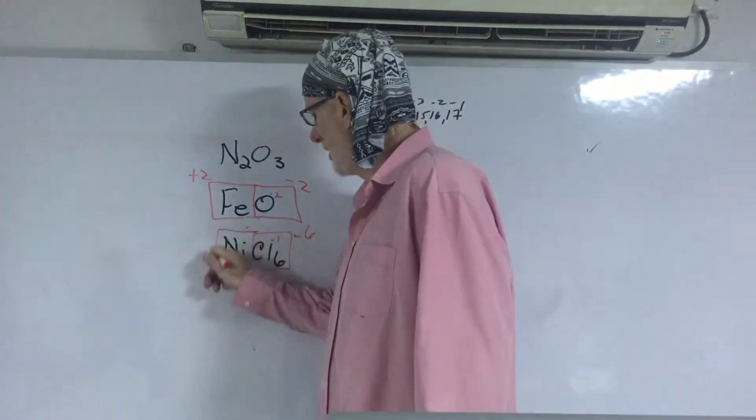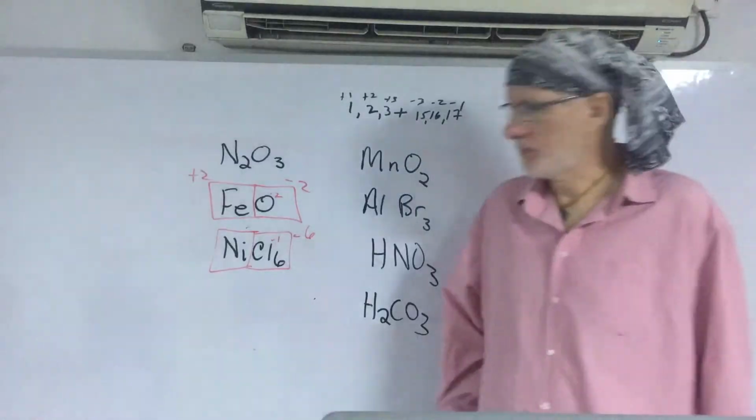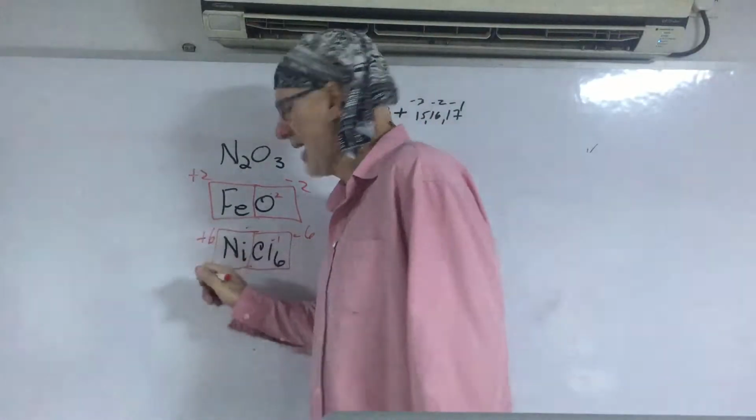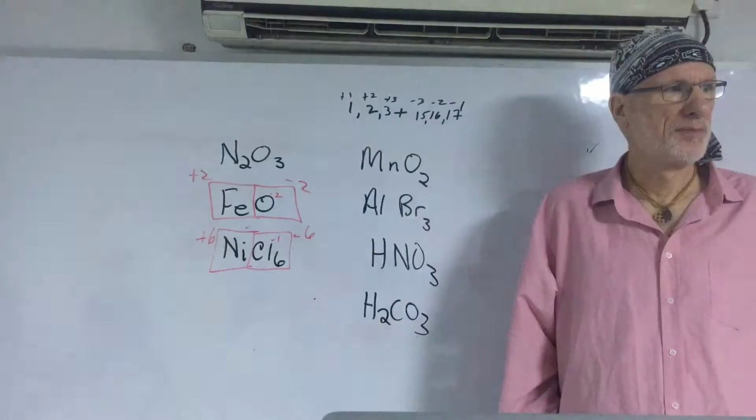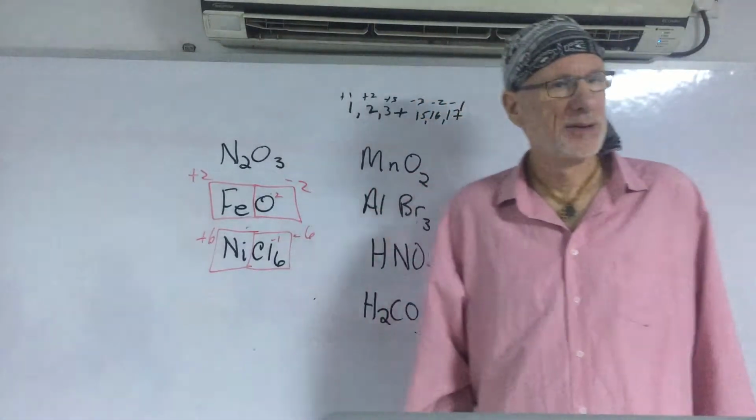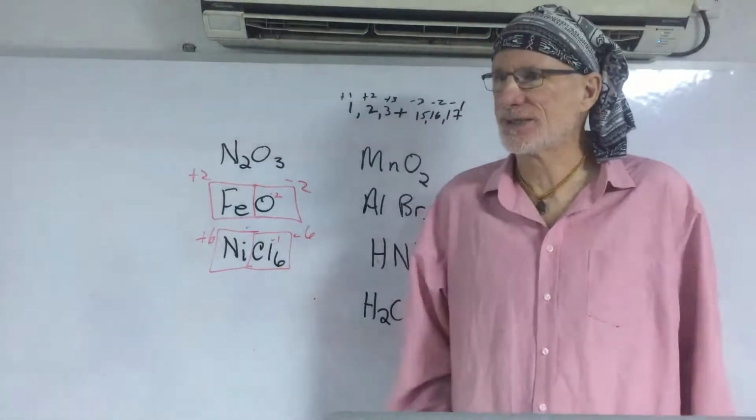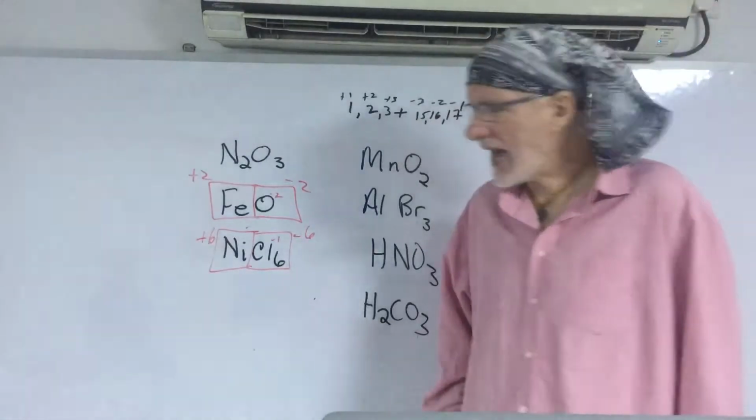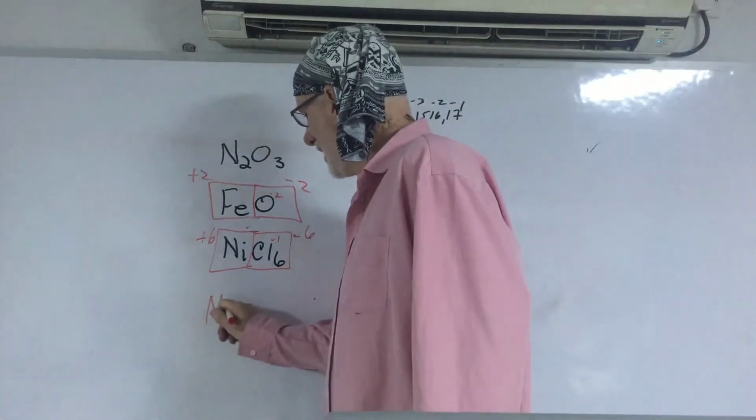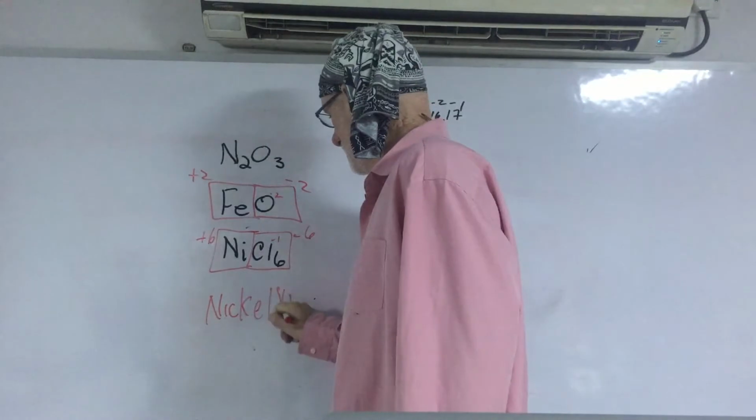So, what would be the total positive component? +6. Good. How many nickels are there? 1. So what would be the charge of each nickel? 6. So what's the name of the compound? God, it's like pulling teeth. I feel like a dentist. Nickel 6! Golly! Nickel 6!